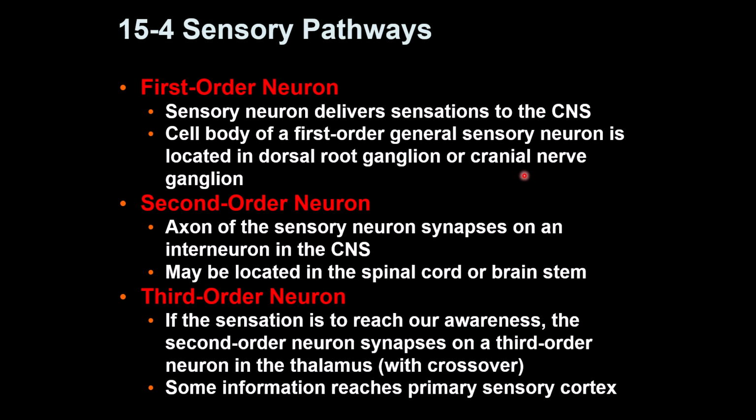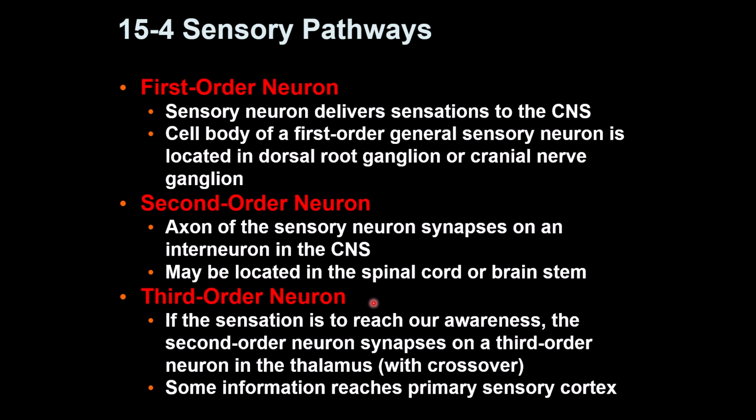It's located in the cranial nerve ganglion. So these are some of the ganglions, like the semilunar ganglion or the geniculate ganglion, and these are located ventral to the brainstem. Second order neurons are located inside the central nervous system. So these are interneurons. They are either in the spinal cord or they are located in the brainstem. The third order neurons are located in the thalamus.